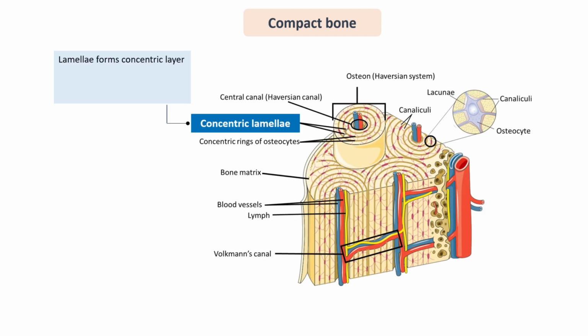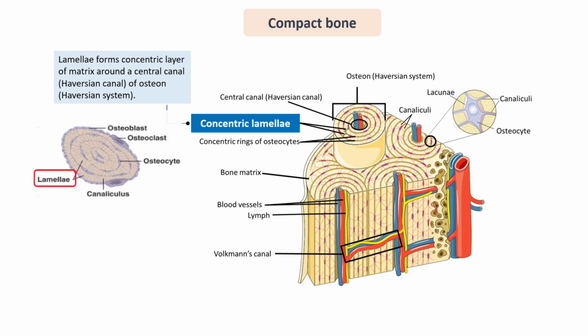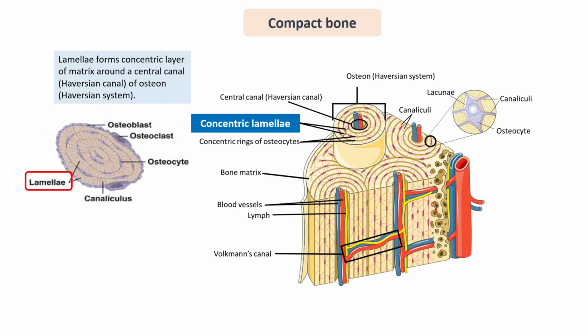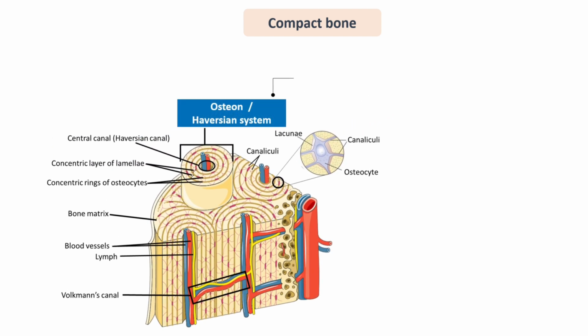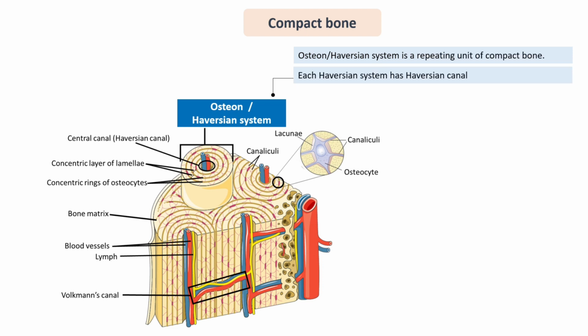The secreted matrix will form concentric lamellae. Lamellae form concentric layers of matrix around a central canal of the osteon, or Haversian canal of the Haversian system. The osteon or Haversian system is a repeating unit of compact bone. Each Haversian system has a Haversian canal located at the center.